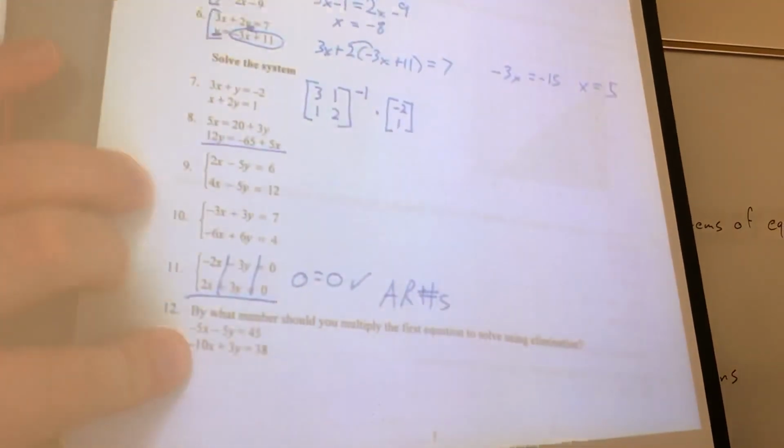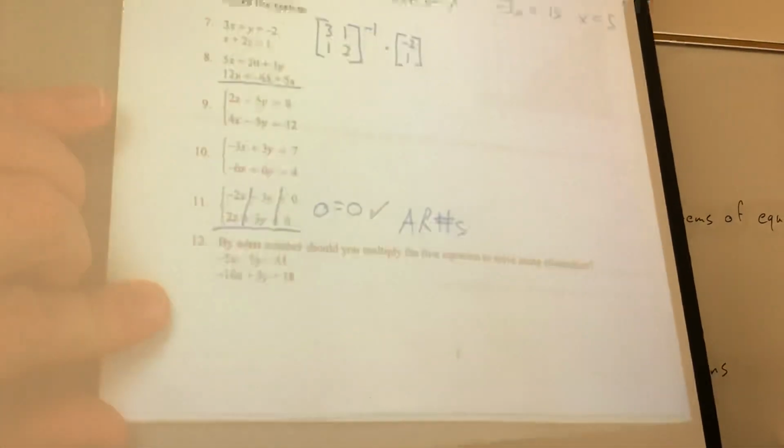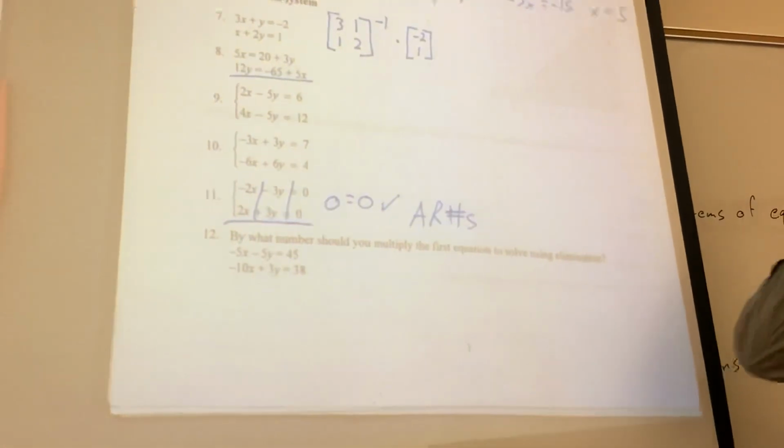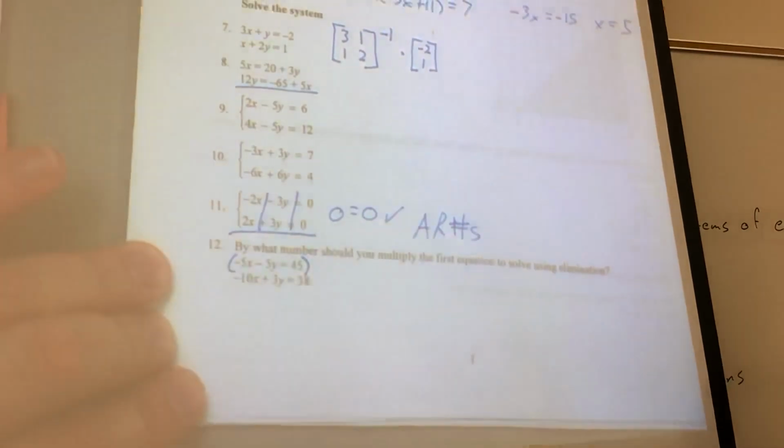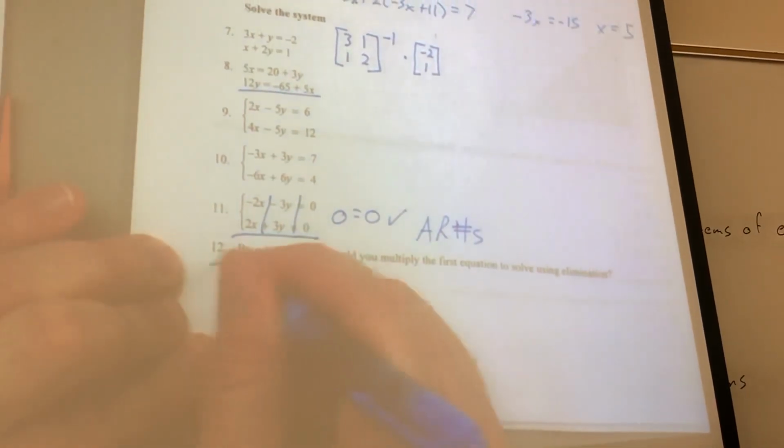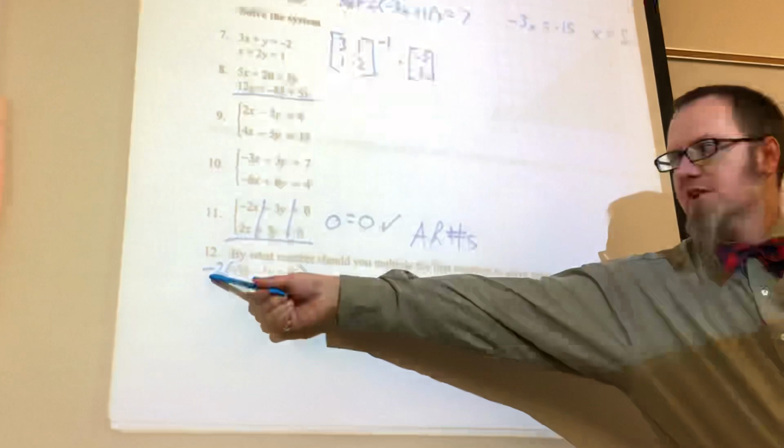I think I left this question off of our copy of the test. By what number should you multiply the first equation to solve using elimination? You just need something to be opposites. The easiest to do that with is the x's, so that it'd be a -2, because the -2 times the -5 would make a +10.